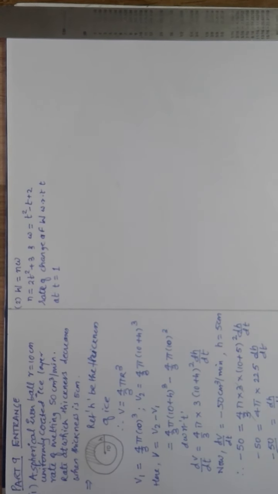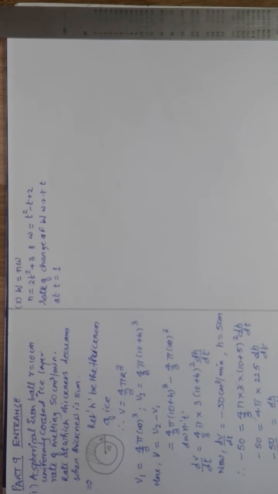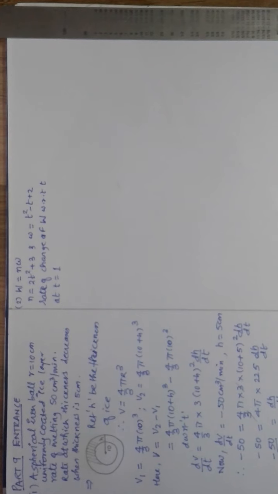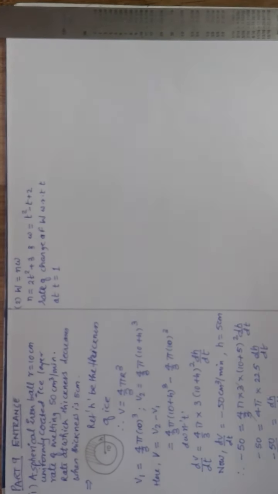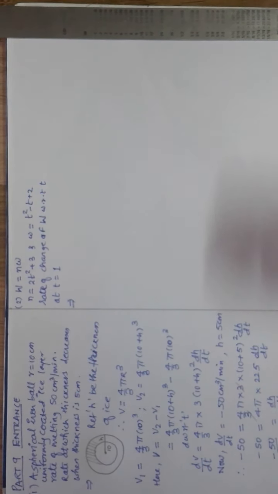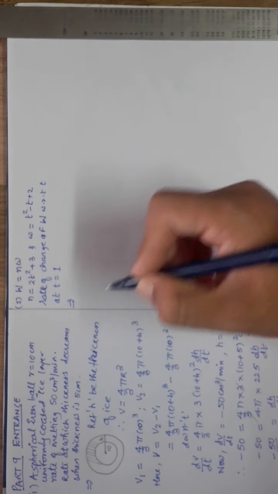If N and small w change with time t, given by the relation N is equal to 2t square plus 3 and w is equal to t square minus t plus 2, then the rate of change of capital W with respect to t at t is equal to 1 is. Now obviously you are expected to differentiate capital W with respect to t. So that I am doing. Now I am not writing steps.